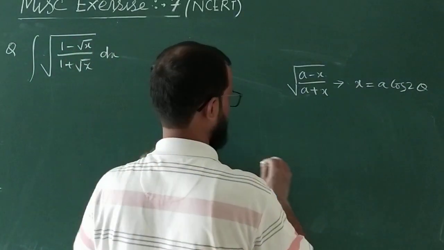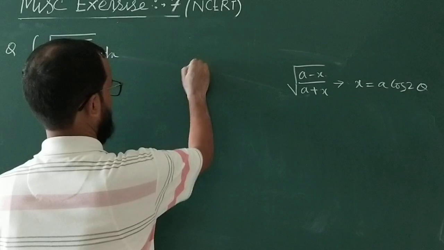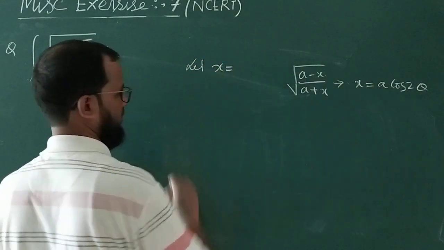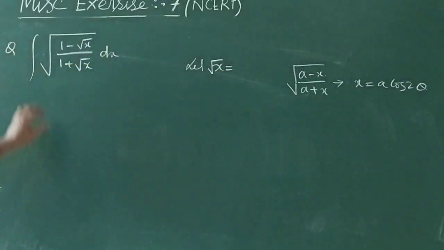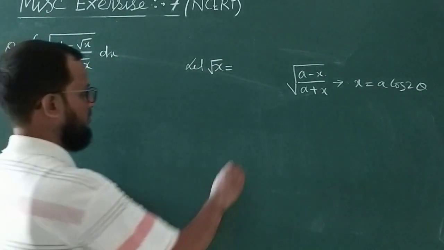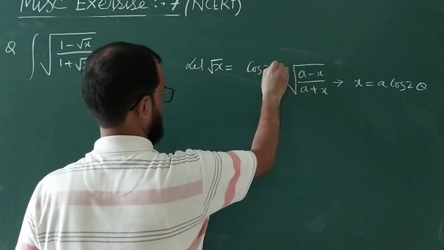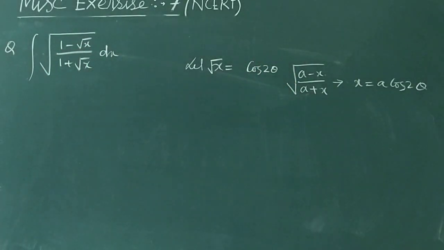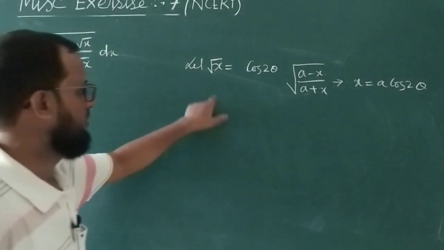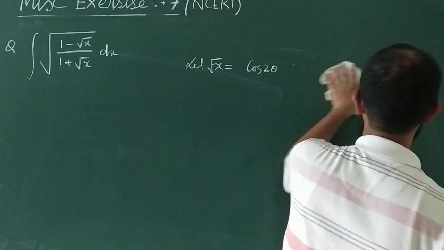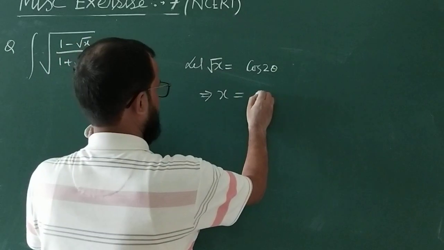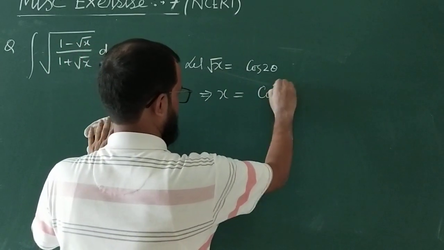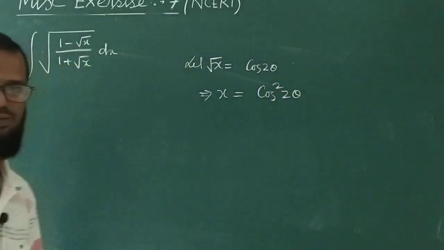In this case, what is your substitution? Let root x equal to cos 2 theta, because a equal to 1, and x is replaced by root x. From here what will be x? Squaring both sides, it will be cos square 2 theta. This is the final substitution.